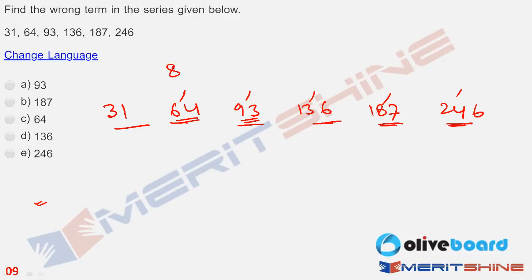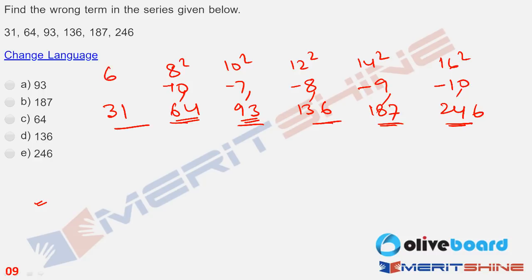This clearly is 8 square plus 0. Can I write it as 10 square minus 7? Can I write it as 12 square, 144, minus 8? Can I write this down as 14 square, which is 196 minus 9? Can I write it as 16 square minus 10? So this number, though it was not very evident, now clearly is 6 square minus 5. Look at the pattern: minus 5, minus 7, minus 8, minus 9, minus 10. What will come here? Clearly minus 6.